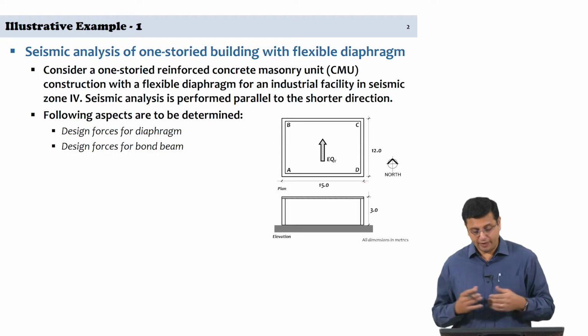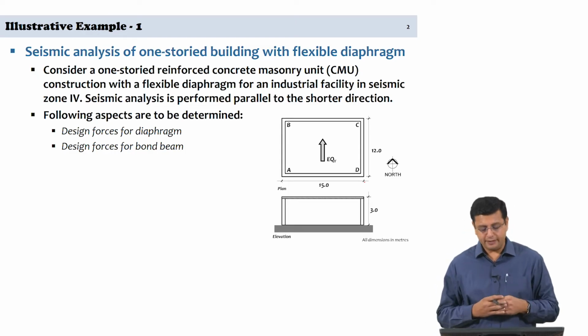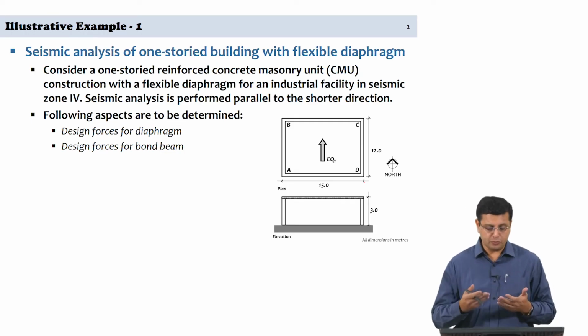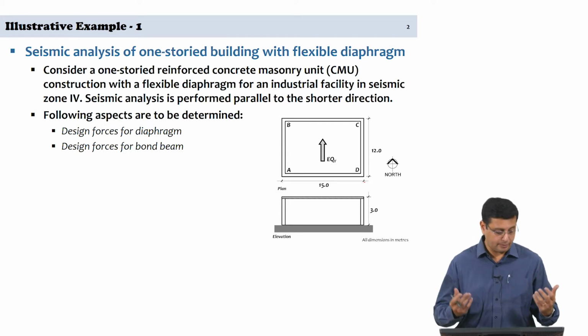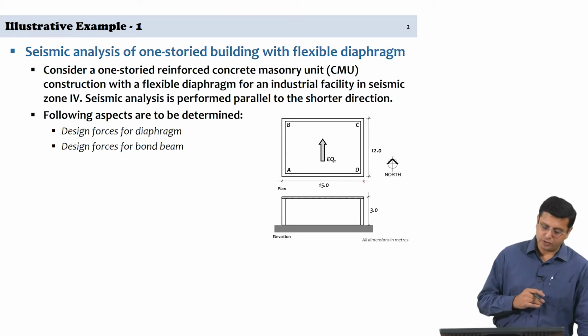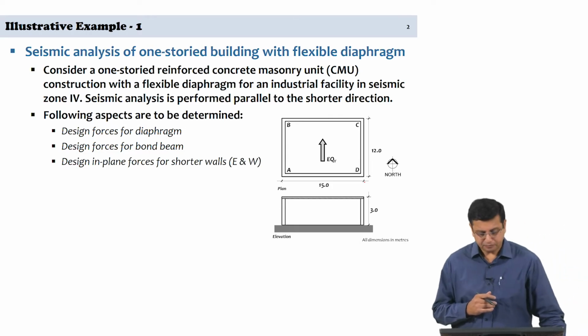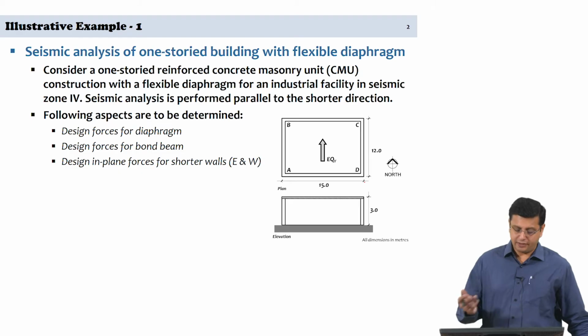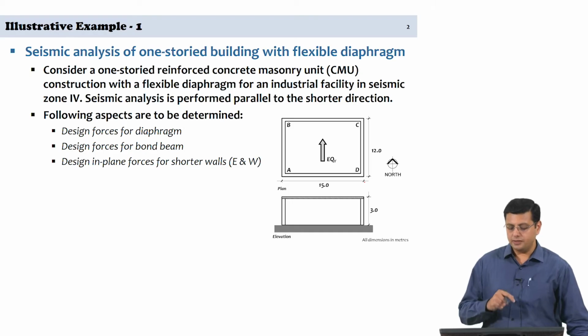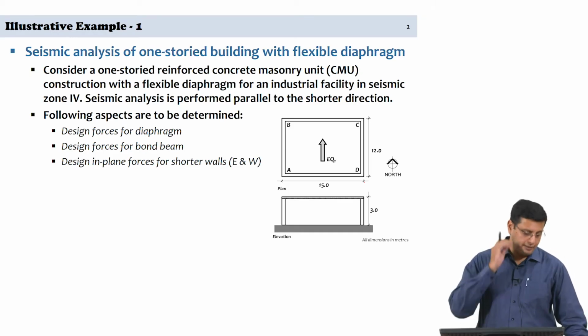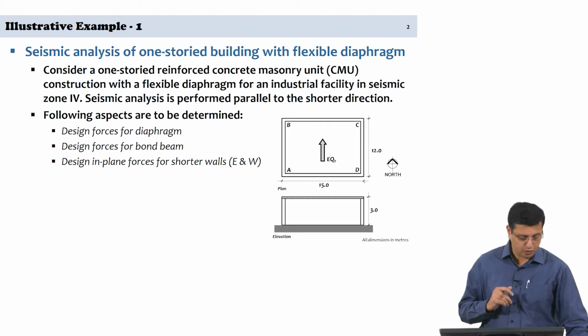A bond beam has to be provided. We are looking at seismic zone 4, and this is a continuous beam that is provided at the level of the roof between the roof and the walls, which is actually an element that is collecting the forces and transmitting them to the walls. So, we need to look at what are the design forces for the bond beam, and finally, let us look at the shorter walls, the east and the west walls, and what are the in plane forces for the shorter walls, for which the walls AB and CD would have to be designed as in plane shear walls. So, these are primarily the aspects that we are going to be considering.